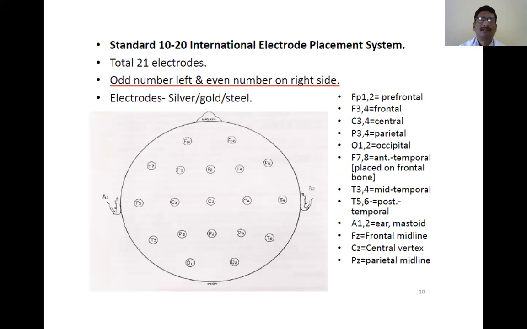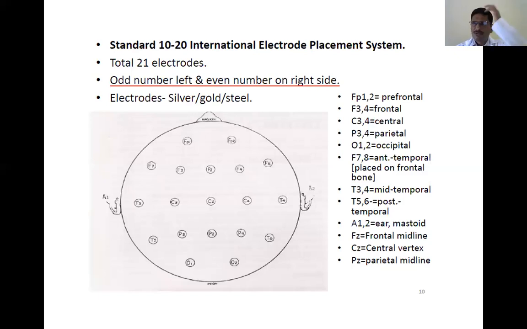Now, to record these waves, we need to place the electrodes, which are usually gold-plated ones. There are about 21 in total, and there are many methods by which electrodes can be placed. The standard one is the international 10-20 electrode placement system, wherein this point, as I told you, is the nasion, and at the back you have the inion, the junction between the neck and the skull.